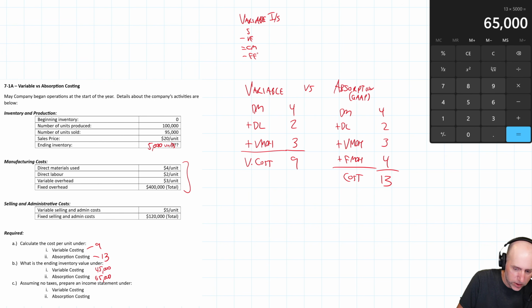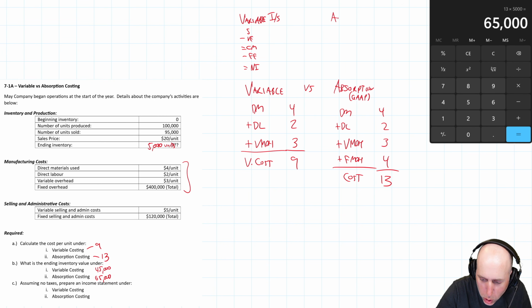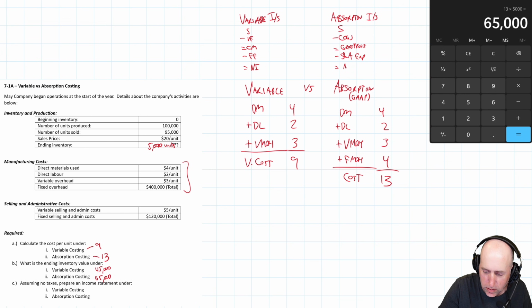But here there's no taxes, so we're just going to say that equals net income. An absorption income statement looks like this. Sales minus COGS equals gross profit, minus our selling and admin expenses, or our operating expenses, but we'll call them selling and admin for our management accounting class, S&A expenses, equals net income.